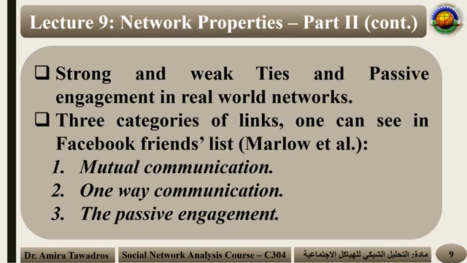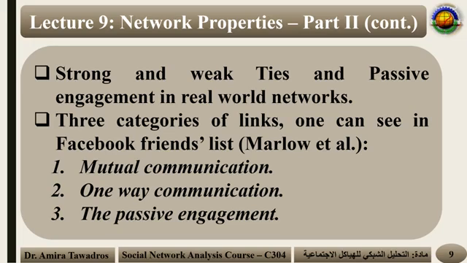The results of the experiment showed that maybe there is mutual communication between two friends. This occurs when the user sends a friend a message and the friend responds by sending a message back to him or her. So the communication is mutual. This is the strongest tie, or the strongest friendship link, on Facebook.